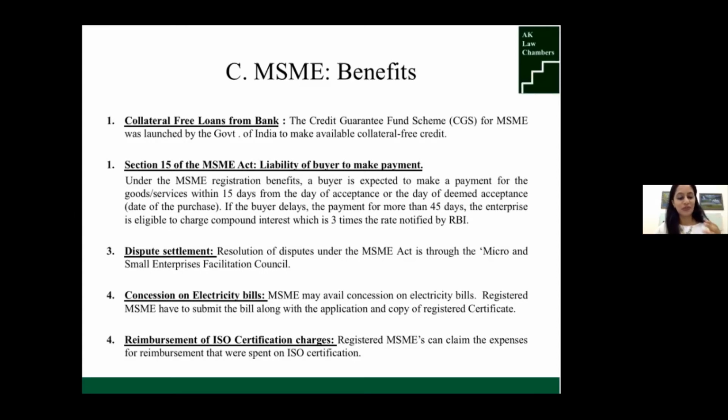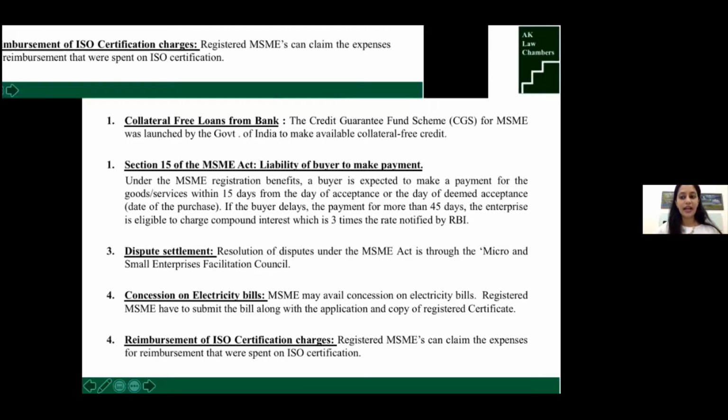Say you went to court for recovering a certain amount of money or arbitration, at max you would get, say, 10 or 12%, but the MSME levy is almost 20 to 30%. So there are a lot of benefits that come with being registered as an MSME.